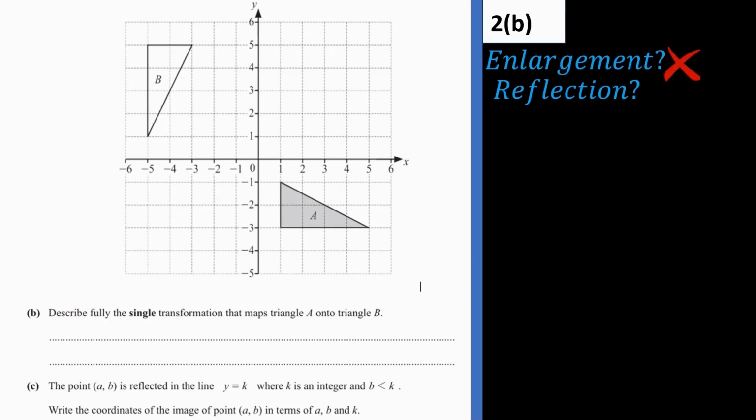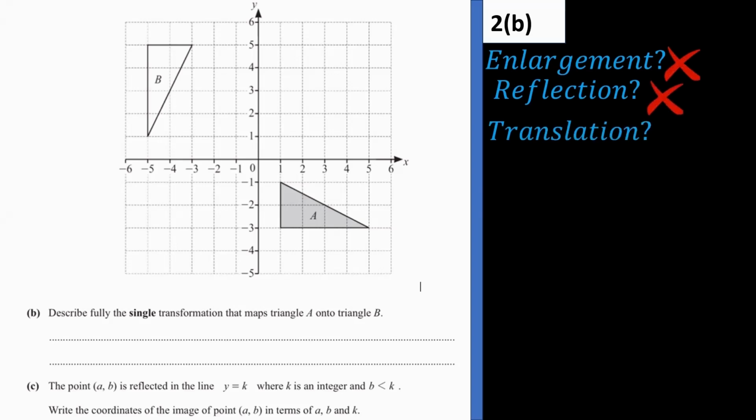Remember again that one of the key properties of reflection is that it flips over the object to obtain the image. But what we have here, when we look at triangle A and triangle B, is not a flipping over, it's a turning over. So it is not reflection. So we cross out reflection. Can it be translation? No.